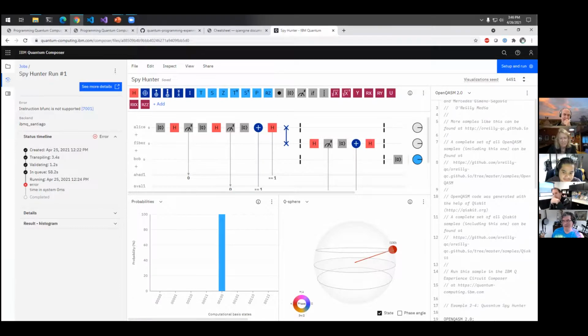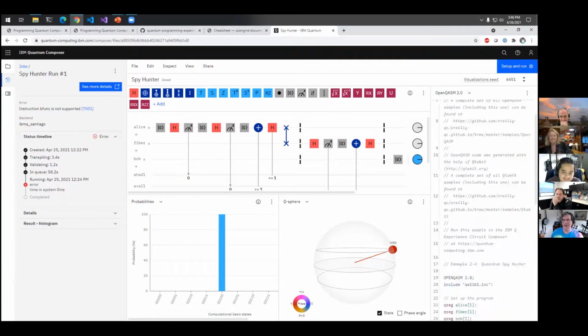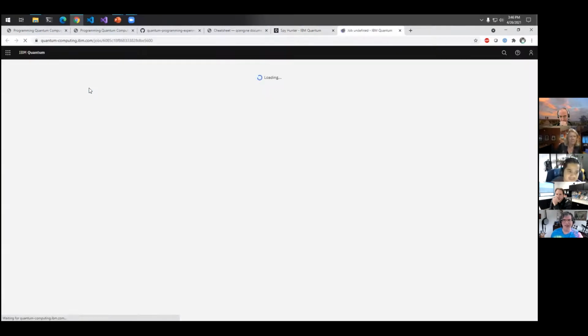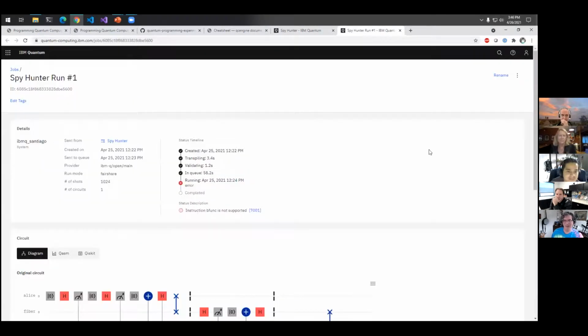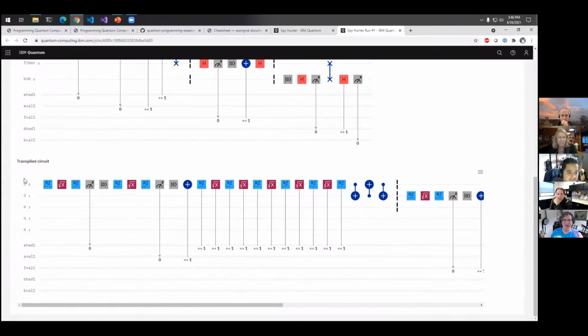Well, I went through my entire code. This is the code that came with the book. I did not write any of this. And there is no bfunc operation in here. So one thing that was interesting is I clicked on see more details. And one of the first things that the IBM Composer does when you go to run it is it transpiles the circuit. So it turns the circuit into something completely different.